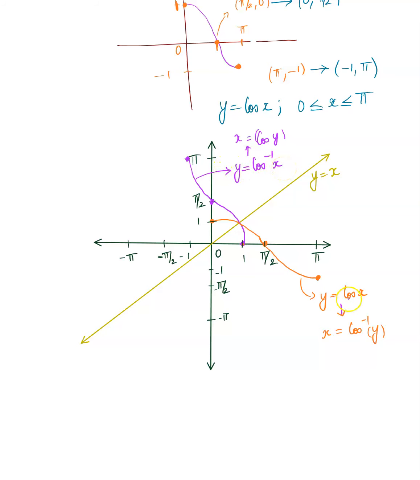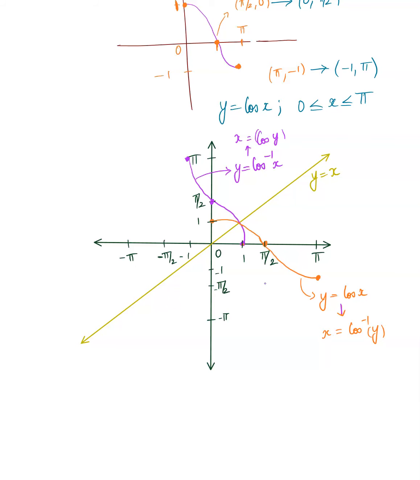And here, cosine is moved to the other side, so it takes up cosine inverse. So you'll have to undo the cosine. If it's inverse, you'll have to undo the inverse. If it is not with inverse, then you have to apply the inverse. And as you can see, the y equals x line is passing through it, and the purple and the orange graphs are symmetric to each other. And in all of these, the restriction was between 0 and pi for the angle.